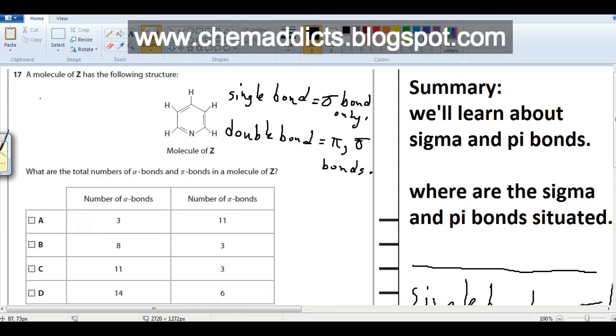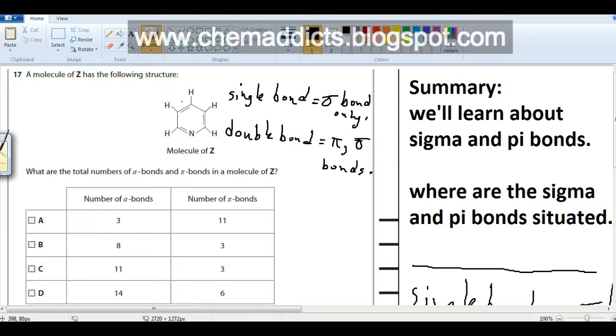So let us read the question first. Molecule of Z has the following structure. This is the structure. What are the total numbers of sigma bonds and pi bonds in a molecule of Z? So let us count. Single bonds have sigma bond, and double bonds have sigma bond as well as pi bond.